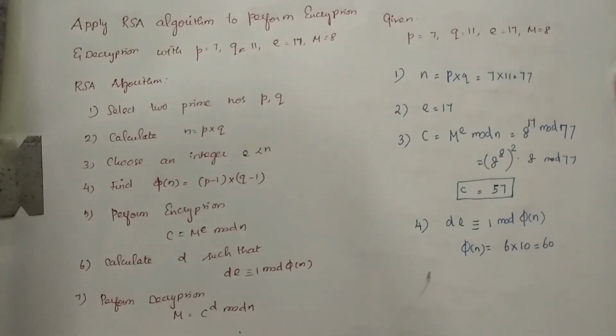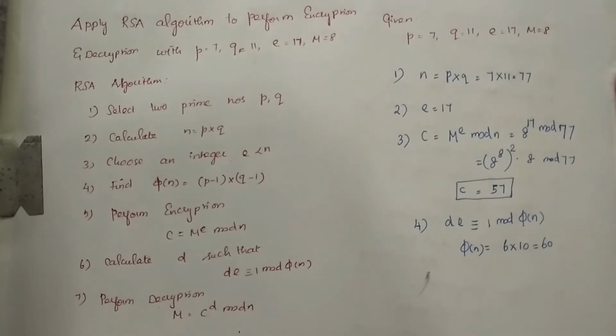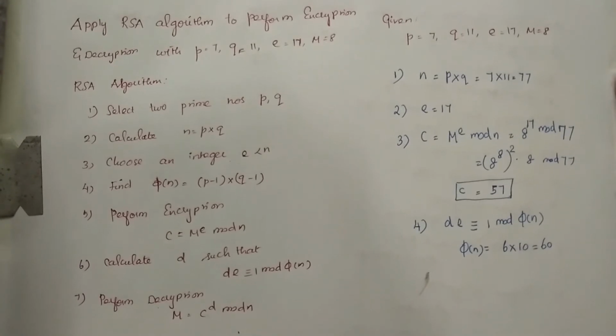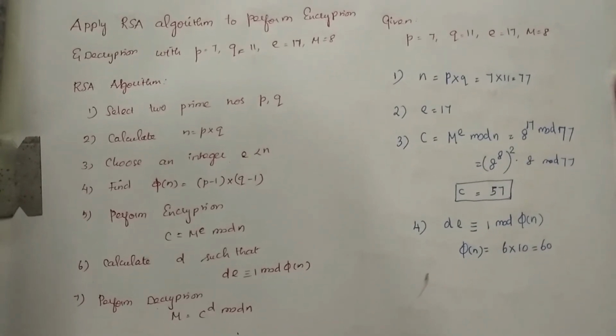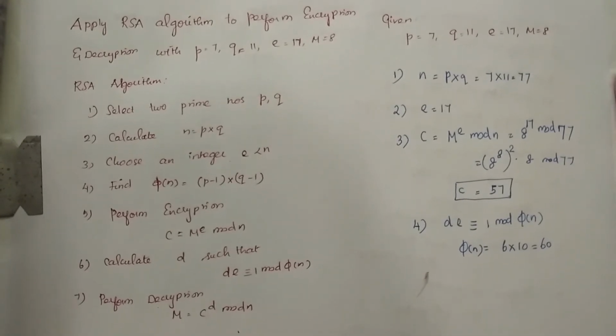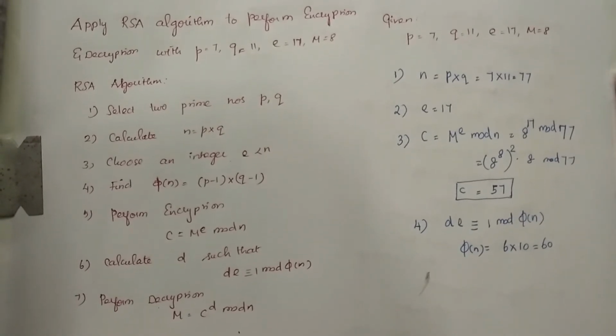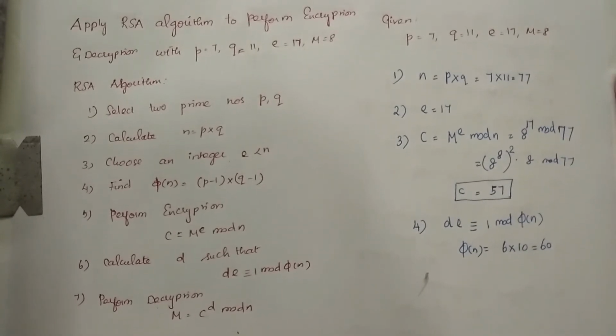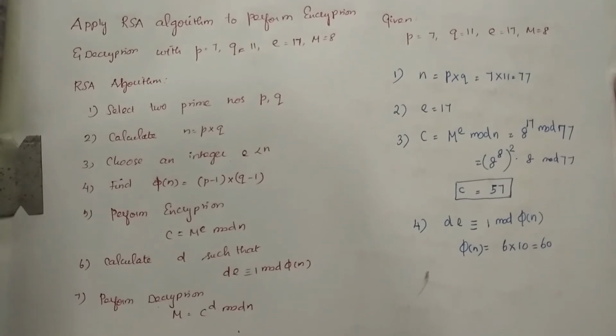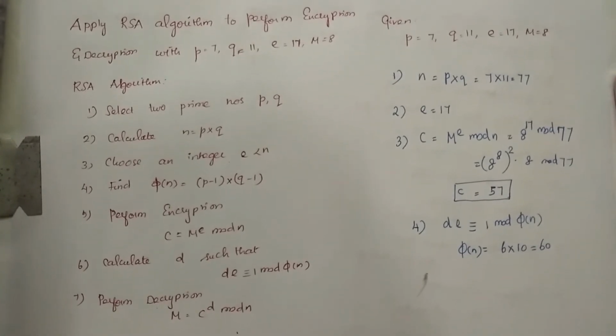So the given values are P equal to 7, Q equal to 11, E equal to 17 and M equal to 8. P and Q indicate prime numbers, E is the known key value and M is the message which is to be transferred. The first step is to find the value n is equal to P into Q, that is the multiplication of two prime numbers. 7 into 11 equal to 77, and the selected integer is 17. We perform encryption using the formula C equal to m power E mod n. Apply the values: 8 power 17 mod 77.